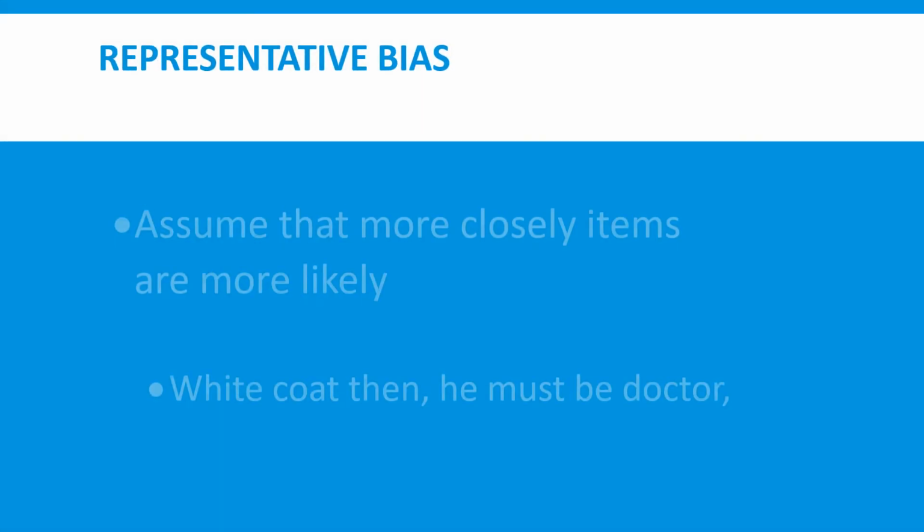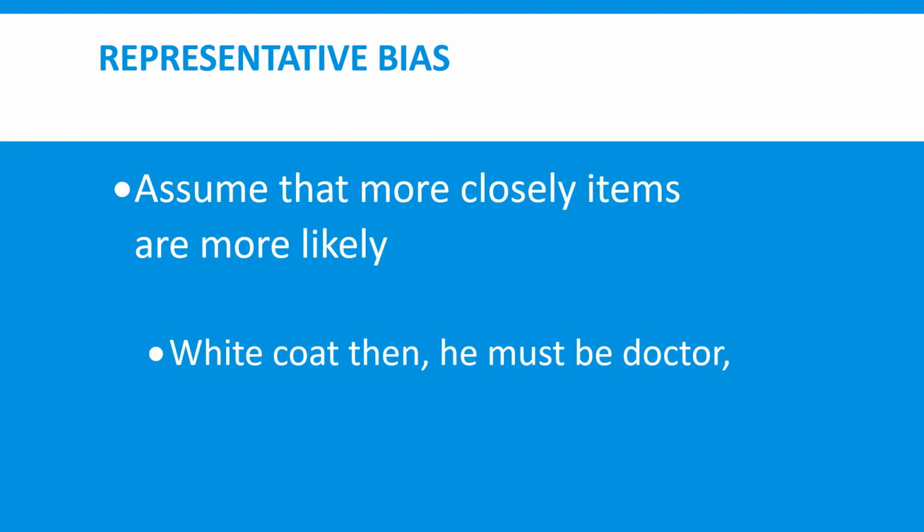Next we have representative bias. It assumes that the more closely items resemble each other, the more likely they are. For example, if someone wears a white coat, then we assume that the person must be a doctor.